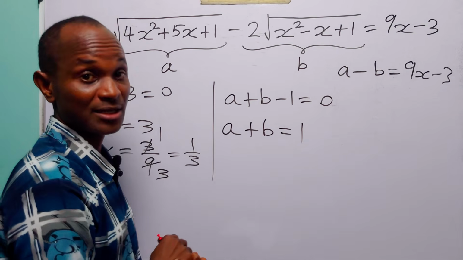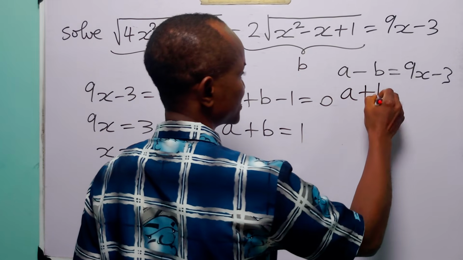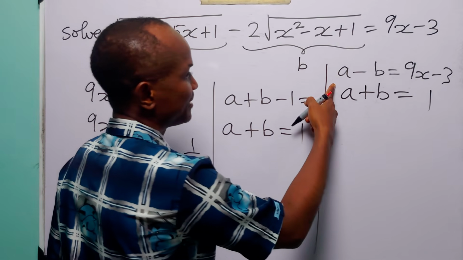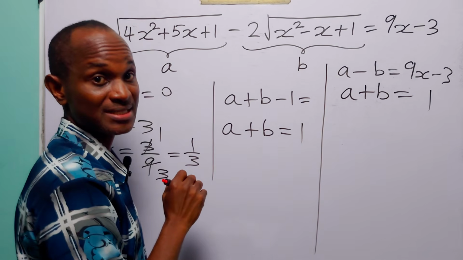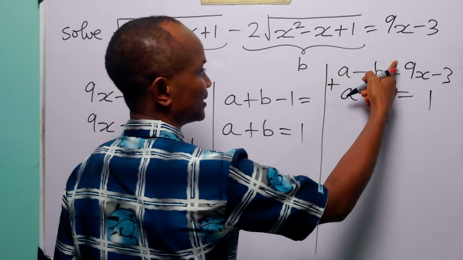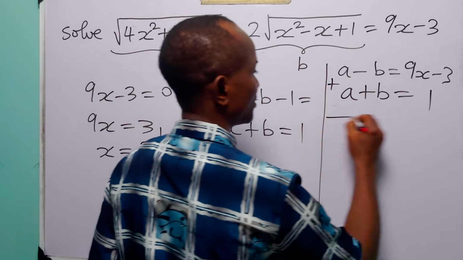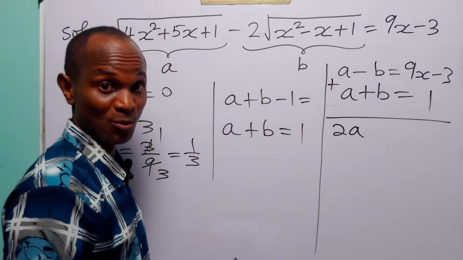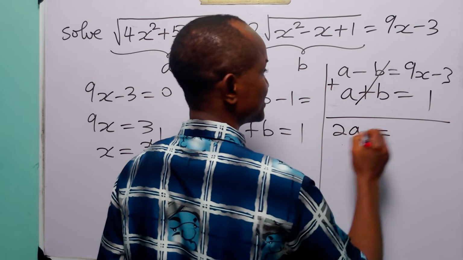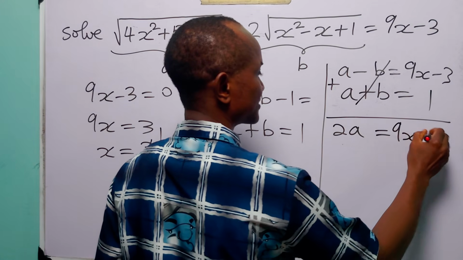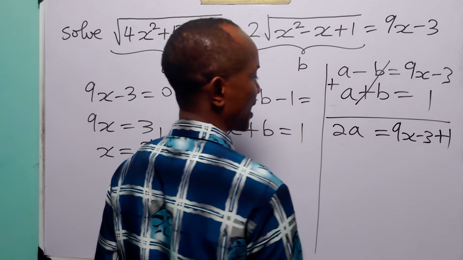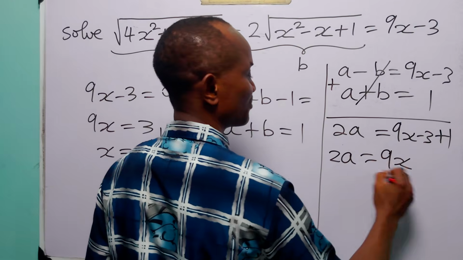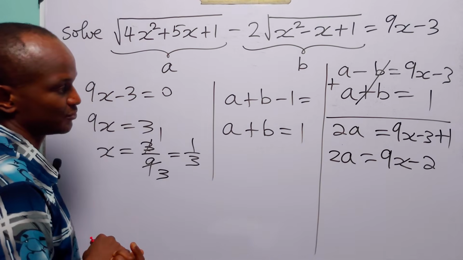Now, we go back to this equation. We have that a plus b is equal to 1. Now, to eliminate b from this equation, what we do is to add equation 1 to equation 2. When we do that, we have 2a. Of course, minus b plus b is equal to 0. And this is equal to 9x minus 3 plus 1. So we have that 2a is equal to 9x minus 3 plus 1, which is equal to 9x minus 2.